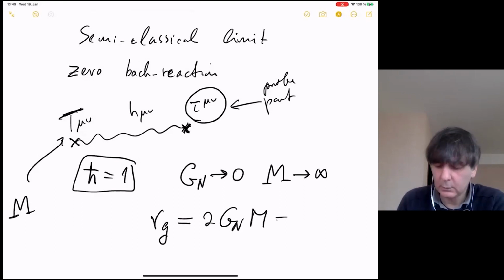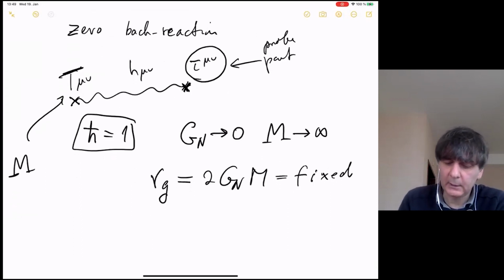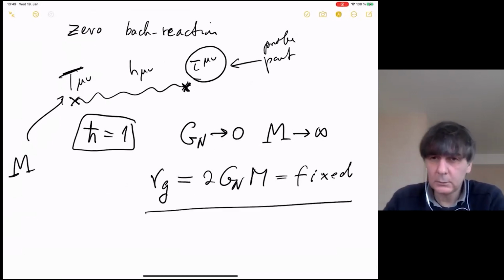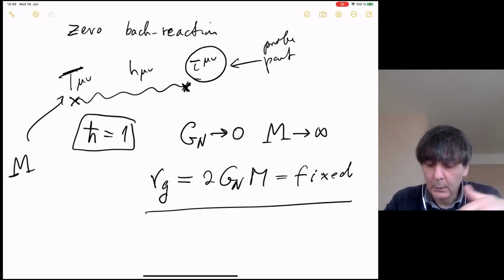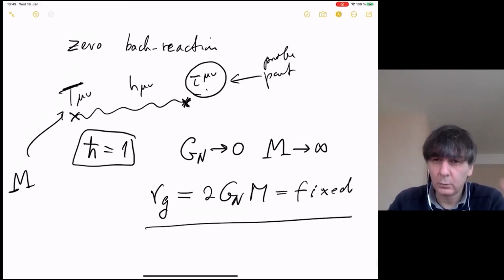Gravitational radius, we keep it fixed. So in other words, we are taking a double scaling limit in which gravity is infinitely weak, the source is infinitely heavy, and the gravitational radius and geometry are finite. Now in this limit, there is no back reaction to the gravitational field from any particular probe particle of finite mass.